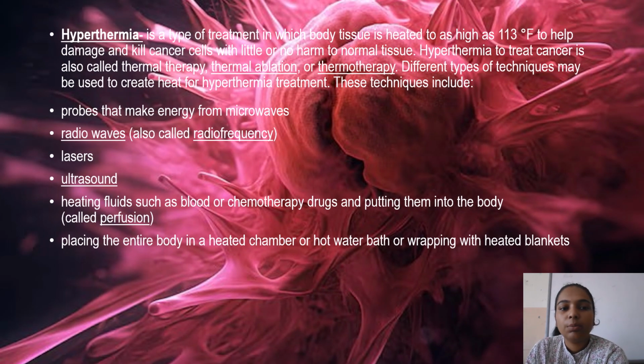Hyperthermia is a type of treatment in which body tissue is heated to 103 Fahrenheit to help damage and kill cancer cells with little or no harm to normal tissue. Hyperthermia to treat cancer is also called thermal therapy, thermal ablation, or thermotherapy. Different types of techniques may be used to create heat for hyperthermia treatment.